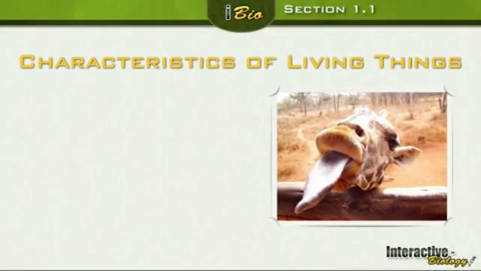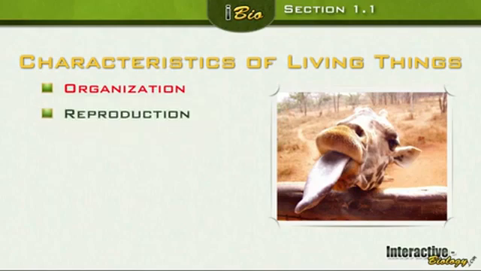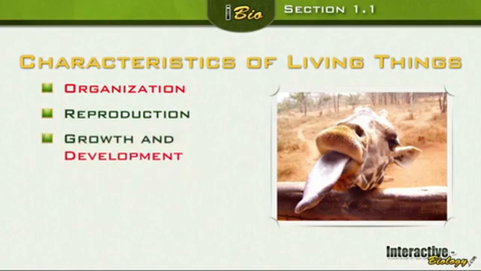Perfect. Now, so we have living things, and you guys wrote down some of the characteristics of living things at the beginning. So we're going to talk about what the 5 characteristics of living things are. And you guys are going to help me out with this. Number 1 is organization. What's number 1? Organization. All right, sweet. Number 2 would be reproduction. What's number 2? Reproduction.